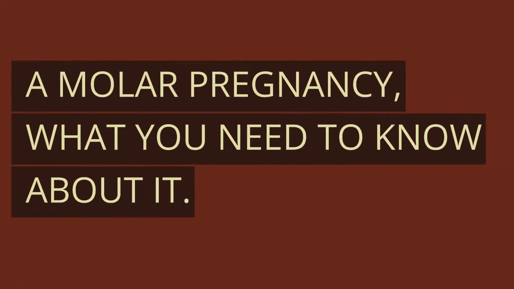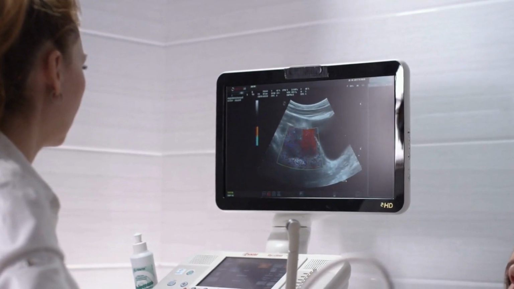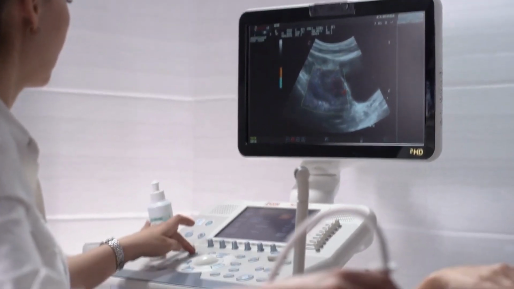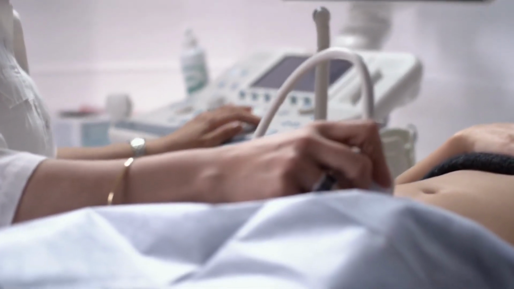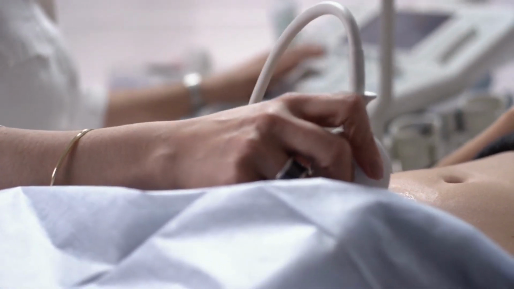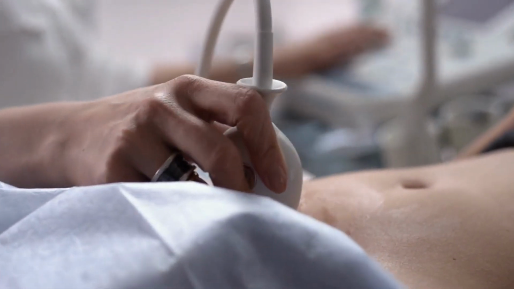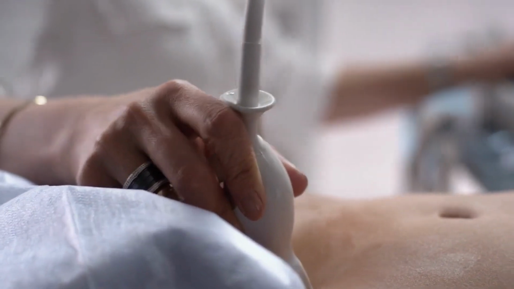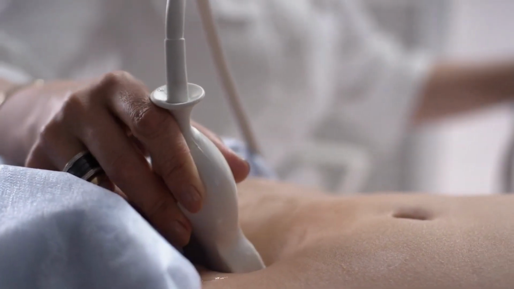A molar pregnancy, what you need to know about it. Molar pregnancy, often referred to as gestational trophoblastic disease or hydatidiform mole, is a rare pregnancy complication that develops when there is a gross abnormality of the trophoblast, the cell that aids in the embryo's attachment to the uterine wall and contributes to the placenta.